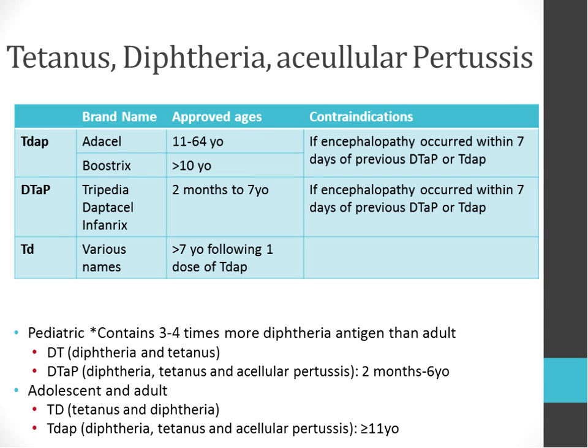And this is just comparing the different types of brand names that are available for them. Some of them are a little bit more common to hear, like Adacel or Boostrix, instead of the Tdap. But I would also know that encephalopathy occurring within 7 days of the previous vaccine is a contraindication for these vaccines.